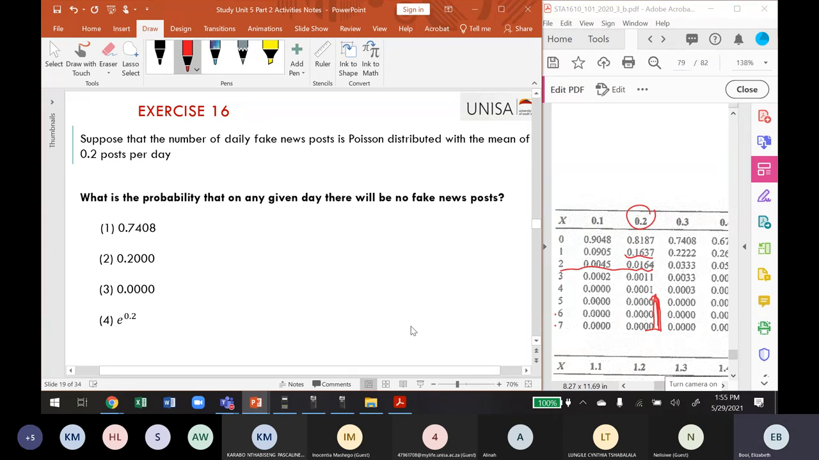Suppose that a number of daily, we already read this. What is the probability that on any given day there will be no fake news? What are we calculating here? X is equal to 0. So if we use the table, are we getting the answer where X is 0? It is 0,8187. So it means that is incorrect, that is incorrect, and that is incorrect. The only option left is for us to use the formula lambda to the power X times e to the power negative lambda, divided by X factorial. And actually there was also here none of the above.